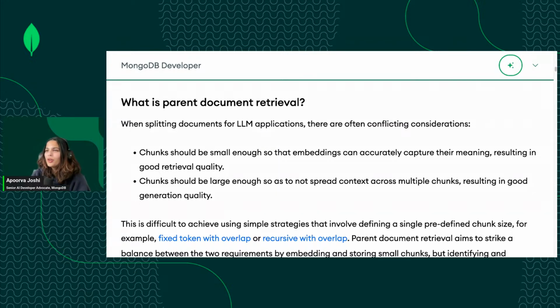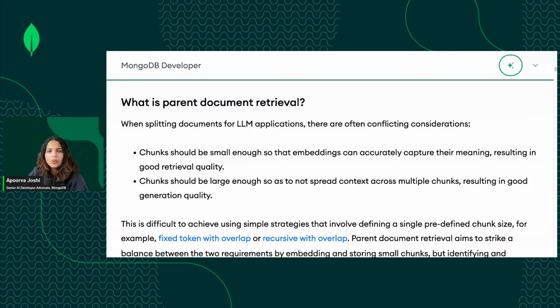When chunking documents for LLM applications, there are often conflicting considerations. You want your chunks to be small enough so that you have good embedding quality, but also you want the chunks to be large enough so that the context that you need to answer a specific question is not spread across multiple chunks. And this is difficult to achieve using a single chunking strategy with a predefined chunk size that one normally does. And this is where this technique called parent document retrieval comes in and really shines.